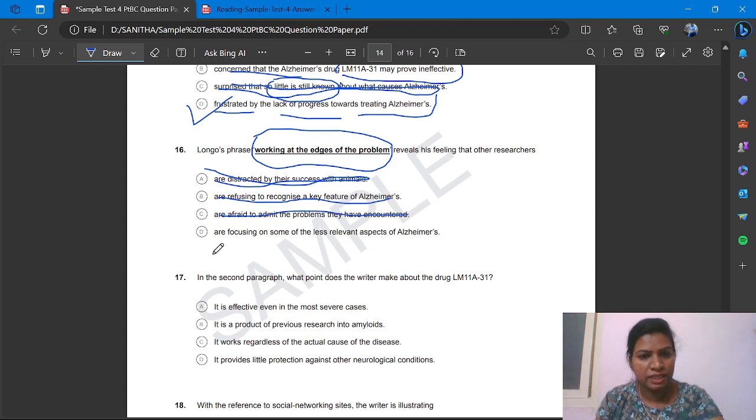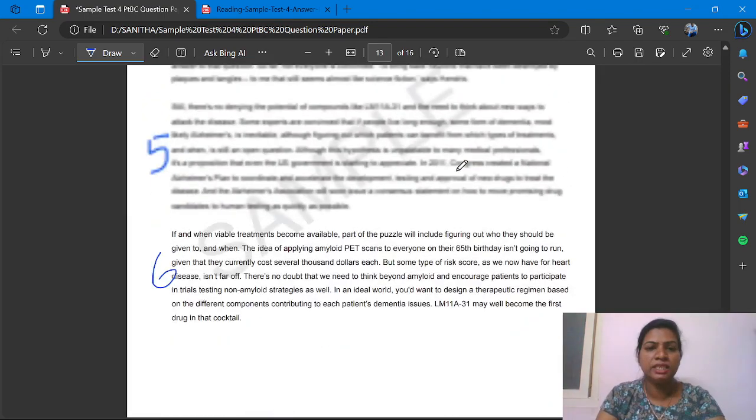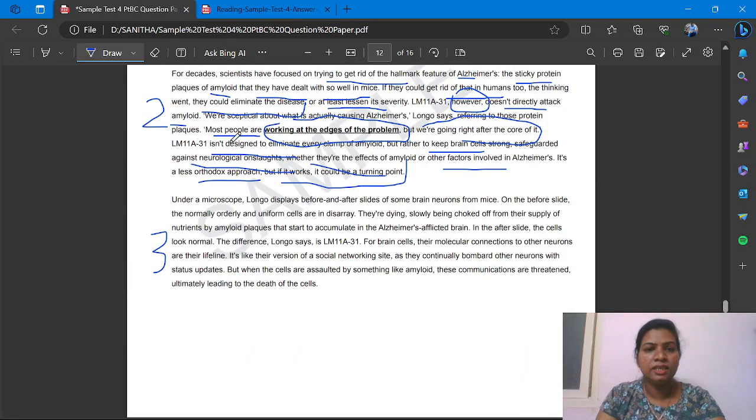Are focusing on some of the less relevant aspects of the Alzheimer's. Here, the passage is talking about Alzheimer's disease. Okay, so what is the fourth option? They are focusing. The other researchers are. We have seen the sentence here, no? Most people are focusing.